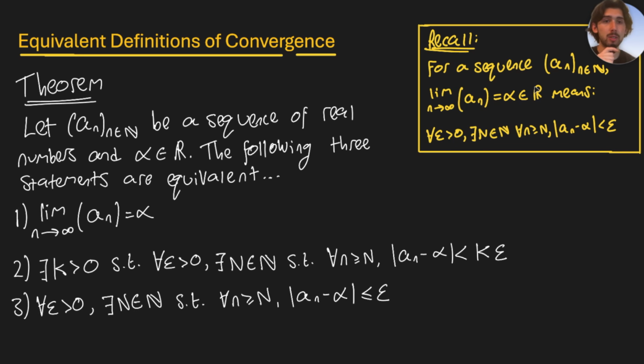So for a sequence a_n, where n is a natural number, to converge to, let's say, alpha, we write the limit as n approaches infinity of a_n equals alpha. That means, in quantifier notation, that for all epsilon greater than 0, there exists a capital N in the natural numbers, such that for all lowercase n greater than or equal to that capital N, the distance between a_n and alpha is less than epsilon.